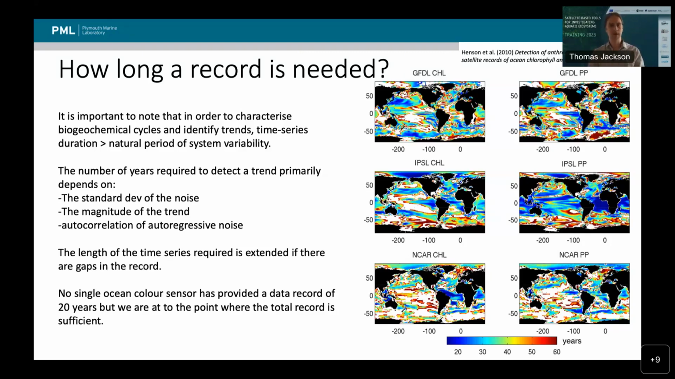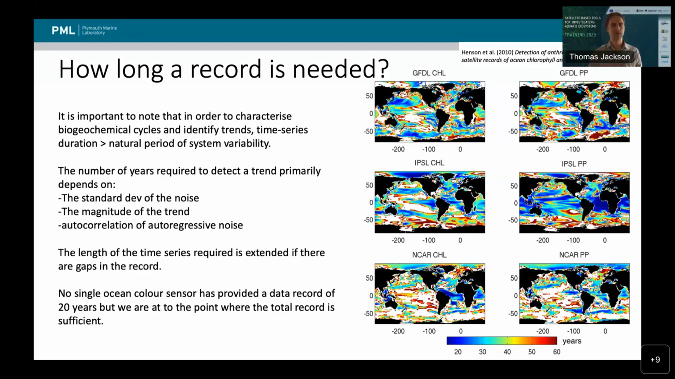So looking at the maps on the right, the two columns are chlorophyll and primary production. We don't really need to make a distinction between those at the minute. The three rows are just different model types, so a number of different models were used in the exercise. They showed slightly different patterns, but overall we can see that between around 20 years and 60 years of data are needed to detect a trend in most of the oceans. The Arctic is one region that stands out as needing a shorter record.